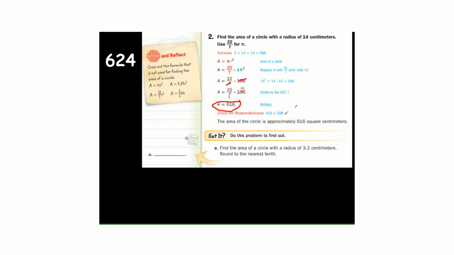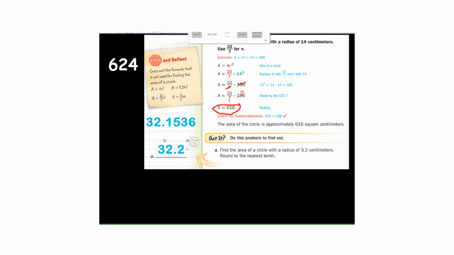Okay, pause the video and do letter A. Find the area of the circle with a radius of 3.2. Round to the nearest tenth. You're going to have to round on that one. Okay, for your answer, if I multiply 3.2 times 3.2, I get 10.24. Then you have to take that times 3.14, and that is 32.1536. If I have 32.15, the 5 rounds the 1 up to a 2. So your answer should be 32.2.